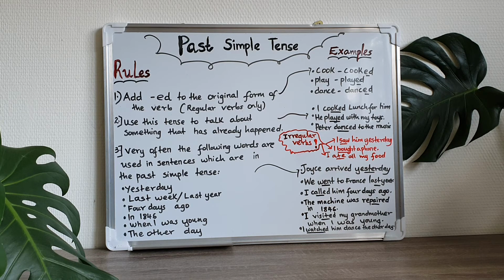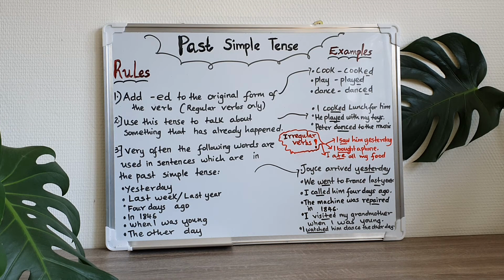The next example, I called him 4 days ago. Now, is called regular or irregular? Called. You are correct. Called is a regular verb because we add ed to the verb call. So call becomes called, and that means that call is a regular verb. Remember rule number 1. So I called him 4 days ago.